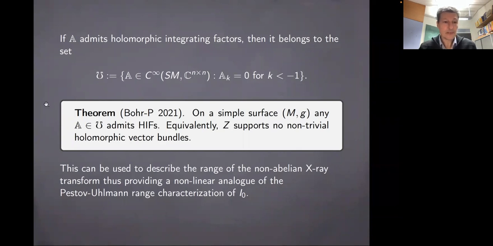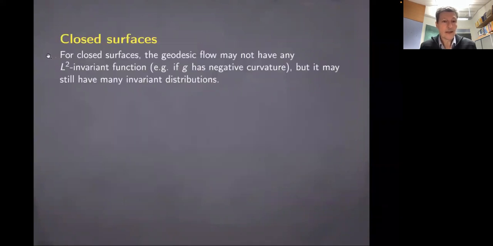Okay, so I have a couple of minutes left, so I think I will finish with two slides with some recent developments about what is going on for closed surfaces, which is quite interesting too, particularly if you're interested in questions in dynamical systems. Once you go to closed surfaces, you cannot expect the geodesic flow to have a lot of first integrals. In some sense, kind of the opposite.